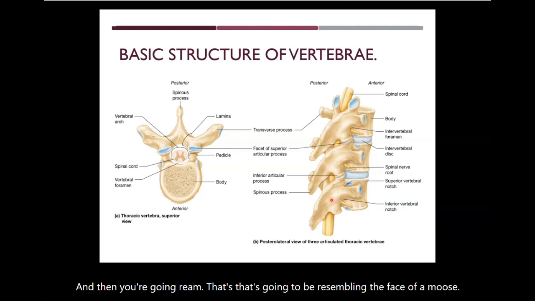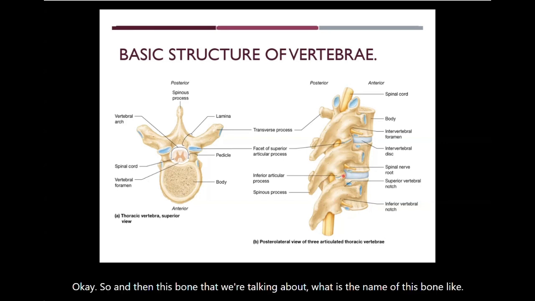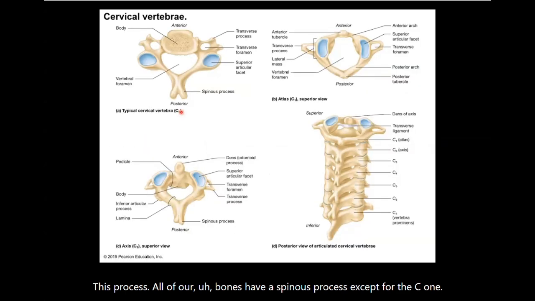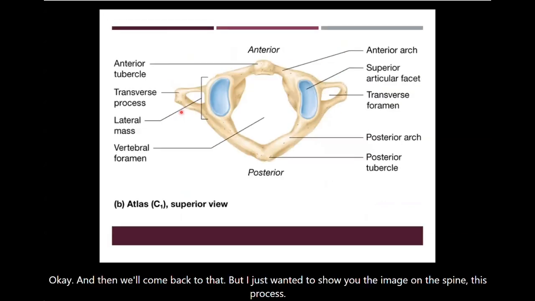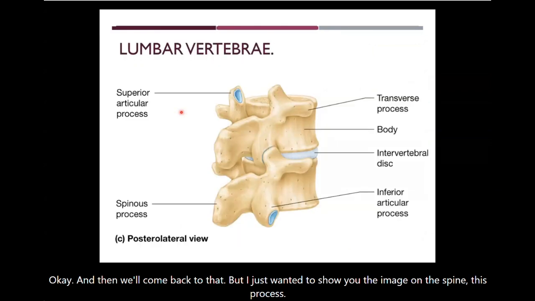And then that's going to resemble the face of a moose, okay? And this bone that we're talking about, what is the name of this bone? Most importantly, it's the spinous process, okay? So this is going to be the body, and then this is going to be the spinous process. All of our bones have a spinous process except for the C1, okay? We'll come back to that, but I just wanted to show you the image of the spinous process.